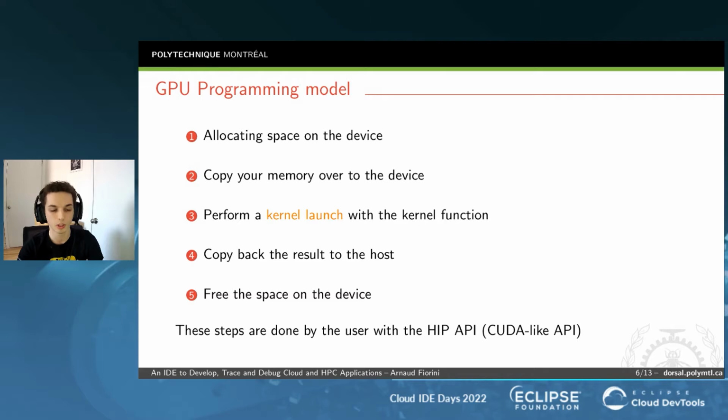And then when it's done, we need to copy back the result to the host to be able to read it and display the result. Then we need to free the space on the device. So this is typically done with the HIP API or also CUDA.